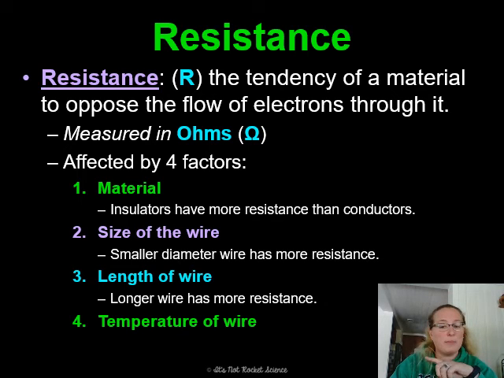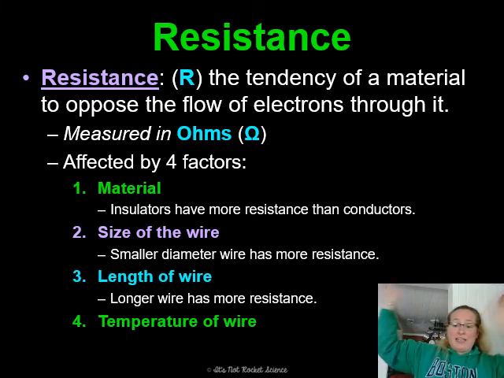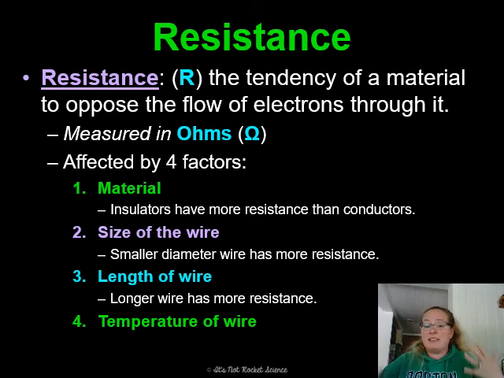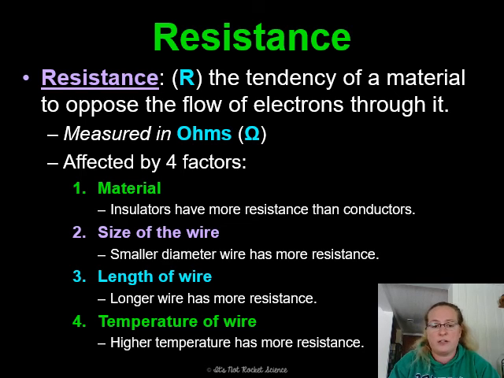And then finally, the temperature of the wire. And this one you have to think about a little bit. Remember in our study of kinetic energy, we learned that when you heat something up, the molecules move faster. And so just like that, electrons in a hotter wire, in addition to already bouncing crazy, are going to go even more crazy, because they follow that same rule that when something is hot, those particles move faster, and subatomic particles like electrons also move faster. So the higher the temperature, the more resistance.